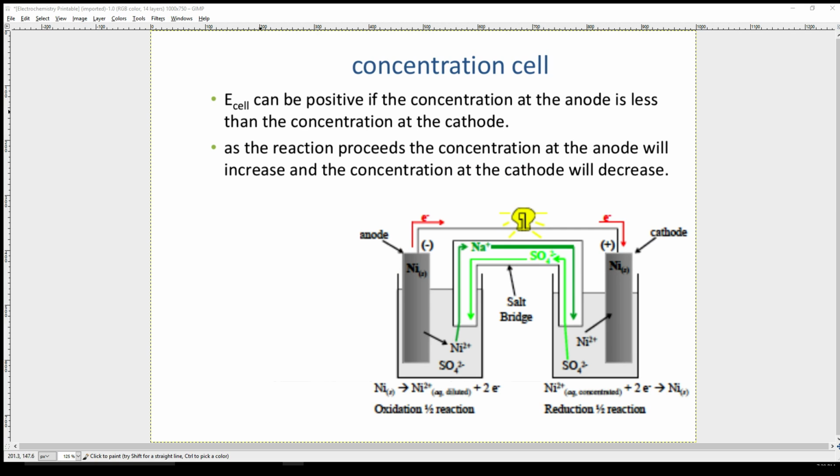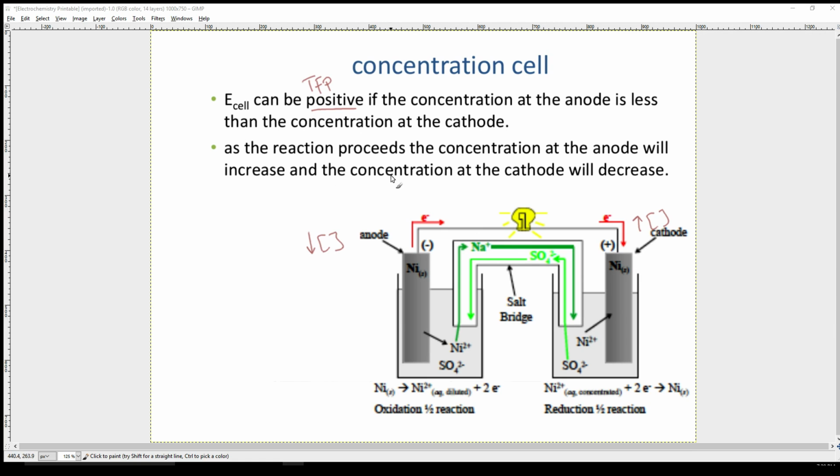So E cell, not standard, regular E cell, can be positive if the concentration at the anode is less than the concentration at the cathode. So if E cell is positive, is that thermodynamically favored or non-thermodynamically favored? That is a thermodynamically favored process. So if the anode has a lower concentration and the cathode has a higher concentration, that should be positive when you calculate the E of the cell.